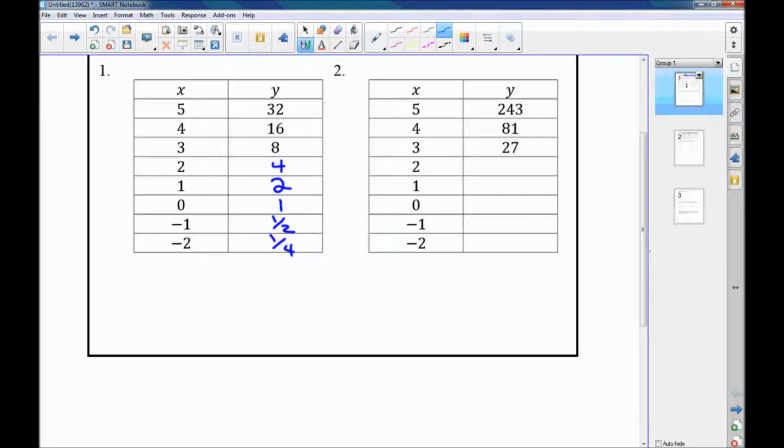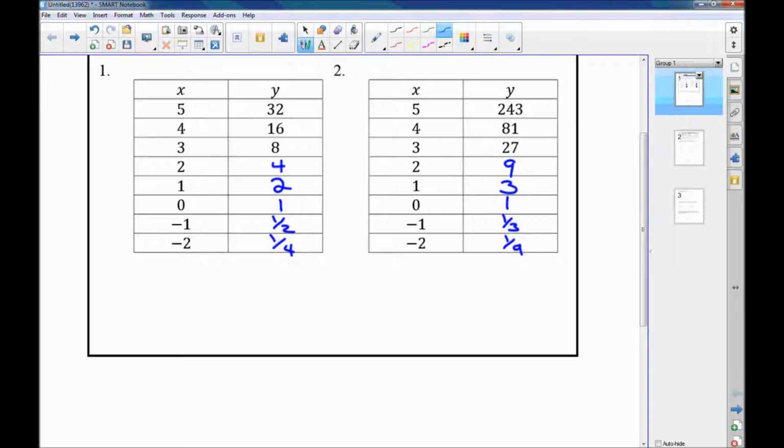So the first one was being divided by 2 each time. This time we're dividing by 3 each time, so cutting it into 1/3 as big. So 243 divided by 3 is 81. 81 divided by 3 is 27. 27 divided by 3 is 9. 9 divided by 3 is 3. 3 divided by 3 is 1. 1 divided by 3 is 1/3, and 1/3 divided by 3 is 1/9.